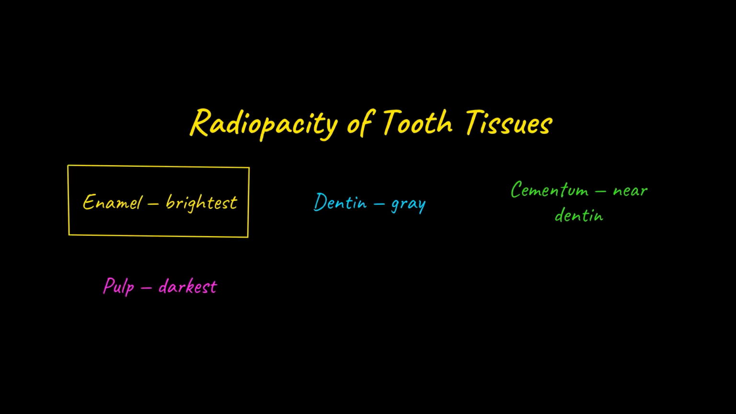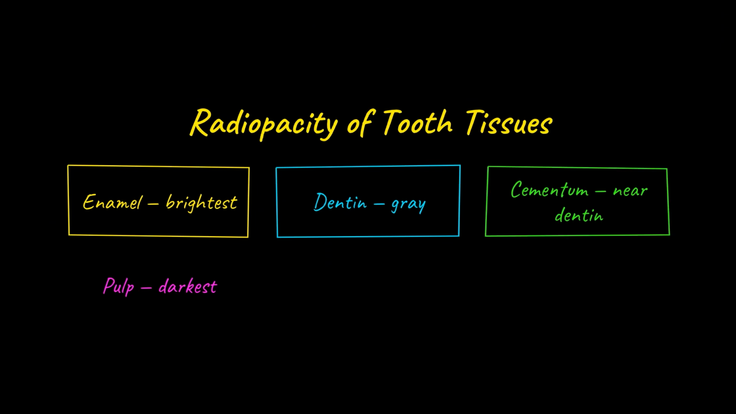Ranking from most to least radiopaque, enamel is the brightest. Dentin reads a step grayer. Cementum is thin and close to dentin in density. And the pulp is soft tissue that barely attenuates the beam at all, appearing as a dark radiolucent space.